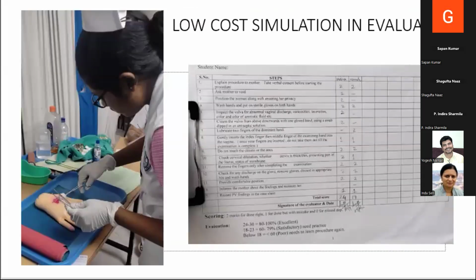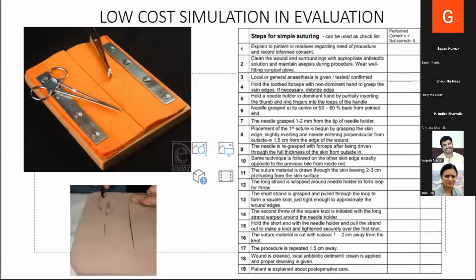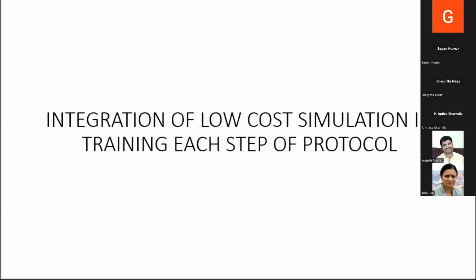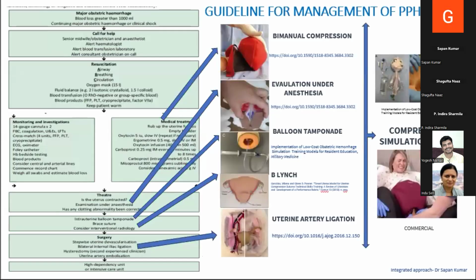And low-cost simulation can also be used in evaluating certain skills. Like in this particular scenario, this nursing student is getting evaluated for cleaning and wound dressing. Similarly, we can do the same thing for evaluation of how simple suturing is being performed. Also, we can integrate low-cost simulations in teaching very complex scenarios. Like you can see, this is a guideline for management of postpartum hemorrhage by WHO, and you can see quite busy and complex tasks are involved.